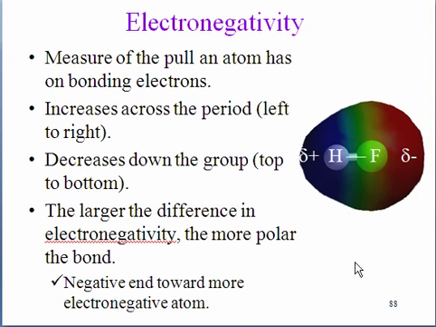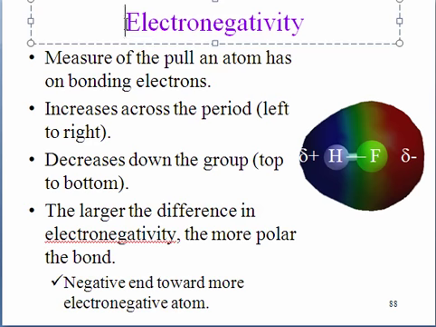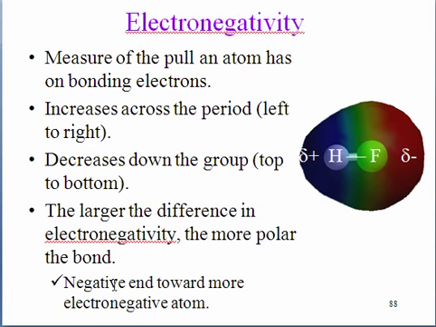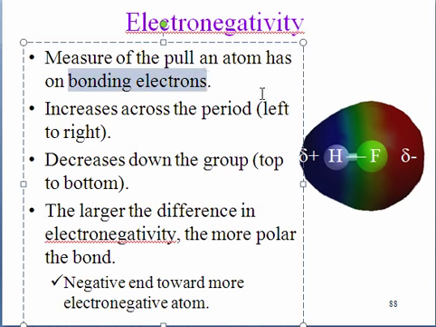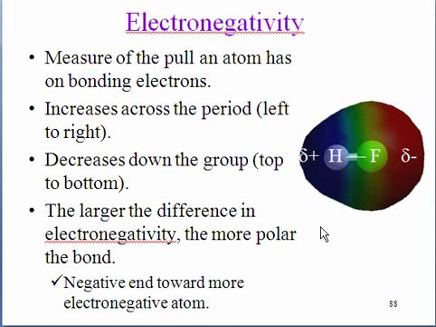We quantify this ability to pull electrons in a bond by the term electronegativity. Electronegativity is a measure of the pull an atom has on bonding electrons. Now, one very important issue here is it deals with bonding electrons, so electronegativity only has meaning in a molecule.